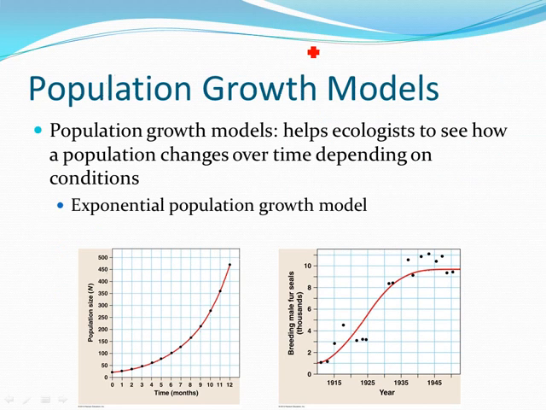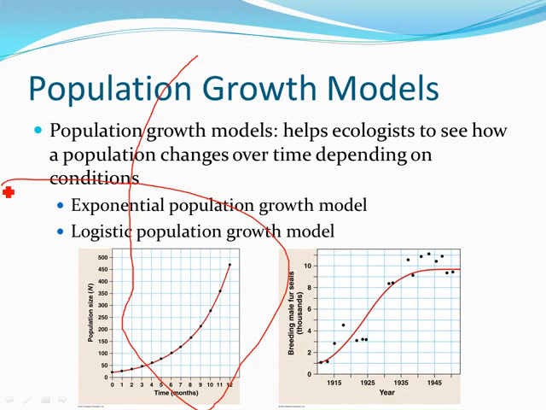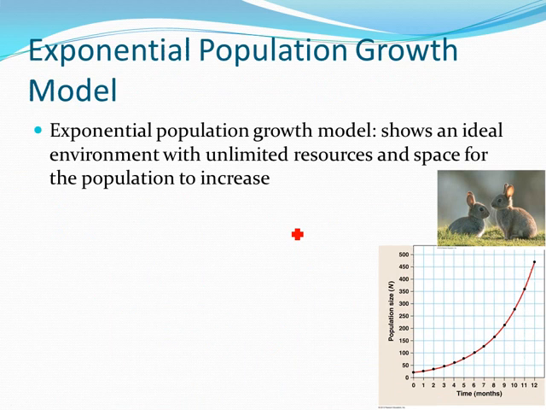Population growth models help ecologists see how a population changes over time depending on the different types of conditions. There are two different types of population growth model. One is the exponential population growth model, as seen on the left-hand side over here. Oops, that's a big circle. And then there's the logistic population growth on the right-hand side. We're going to go into details for both of them. You don't really see these exactly in the actual world, ecologically speaking. So the exponential one is more hypothetical.